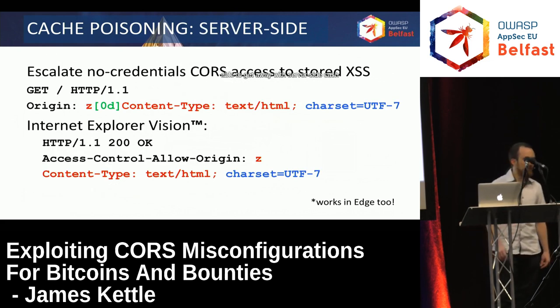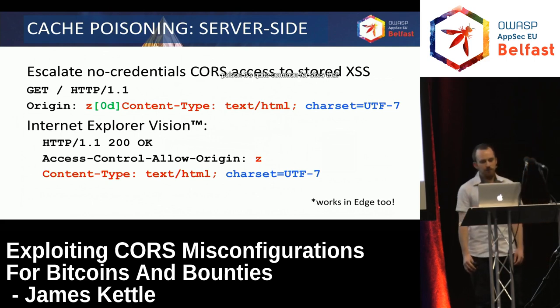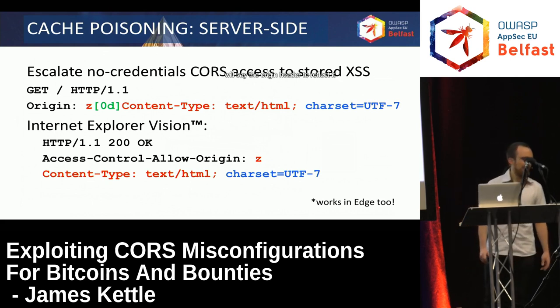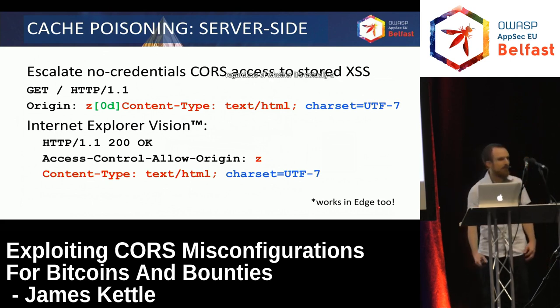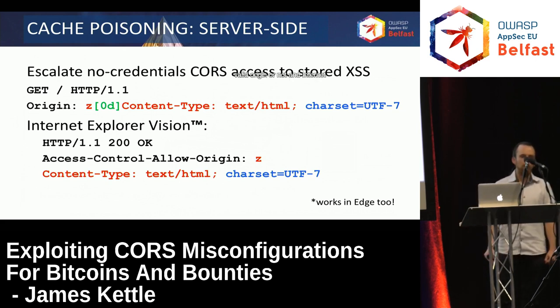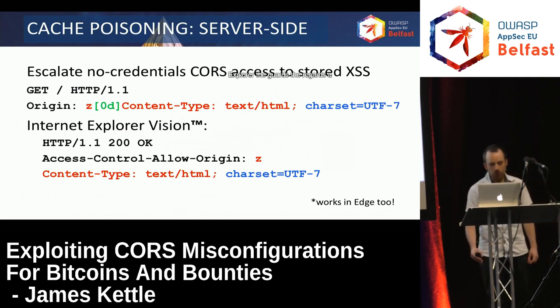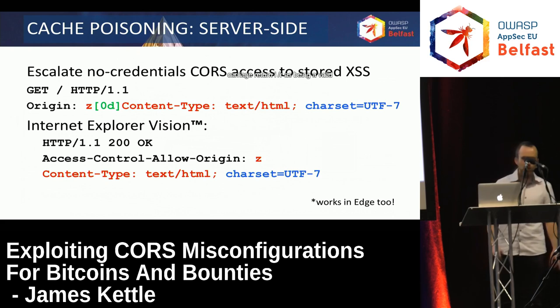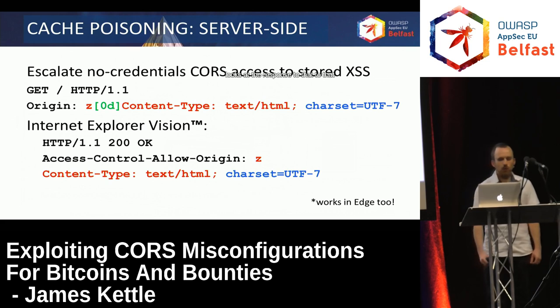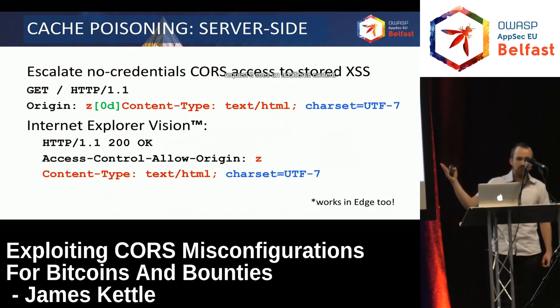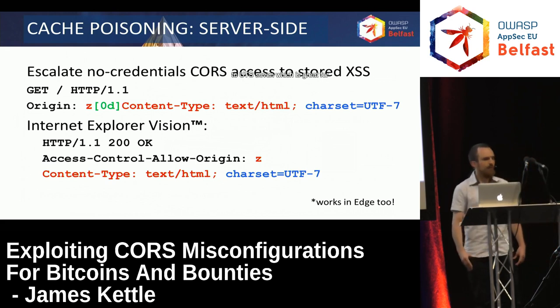If the stars are aligned, you might be able to get away with server-side cache poisoning. It's quite common for sites that reflect the origin header to reflect it regardless of whether it's actually a valid origin or not. And Internet Explorer regards a carriage return, \r, as being a valid terminator for an HTTP header. So when it looks at the response to that request, it sees an additional content type header, which changes the charset to UTF-7, which is great for triggering cross-site scripting vulnerabilities.